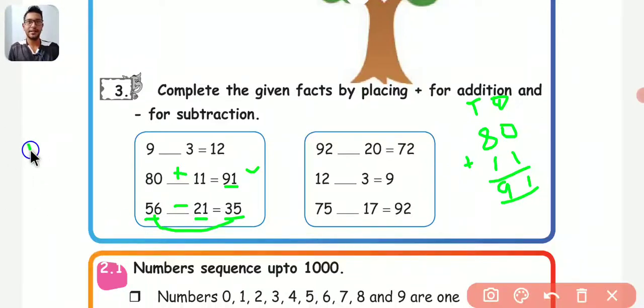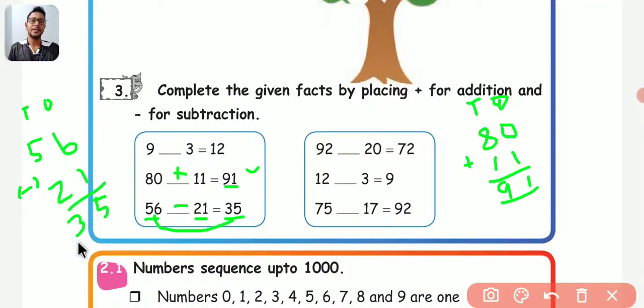That means 56 minus 21. Okay, 56 minus 21. This is ones, this is tens. So 6 minus 1. What is 6 minus 1? Yes, 5. 5 minus 2, yes, 3. Therefore, the answer is 35.